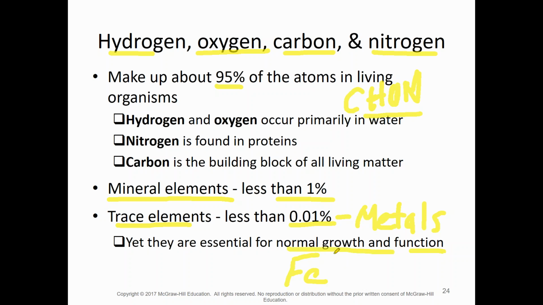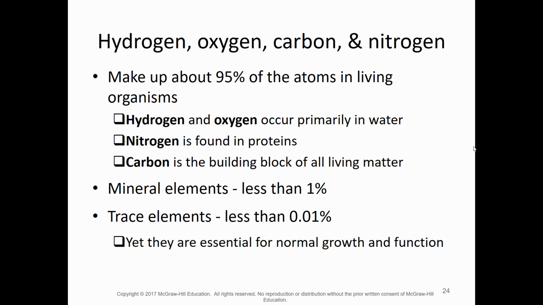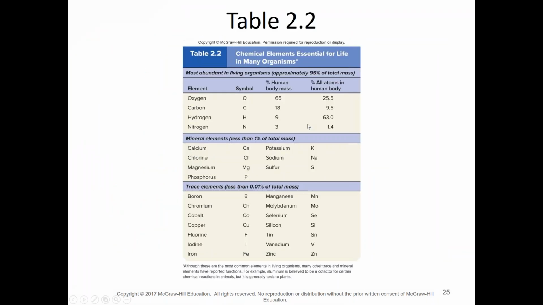Normal growth and function, you've got to have those. Mineral elements typically are found in groups 1, 2, 6, and 7 of the periodic table. That's one way you can remember that. And they also play a big role in the conduction of electrical impulses. So we'll get more into that later this semester.